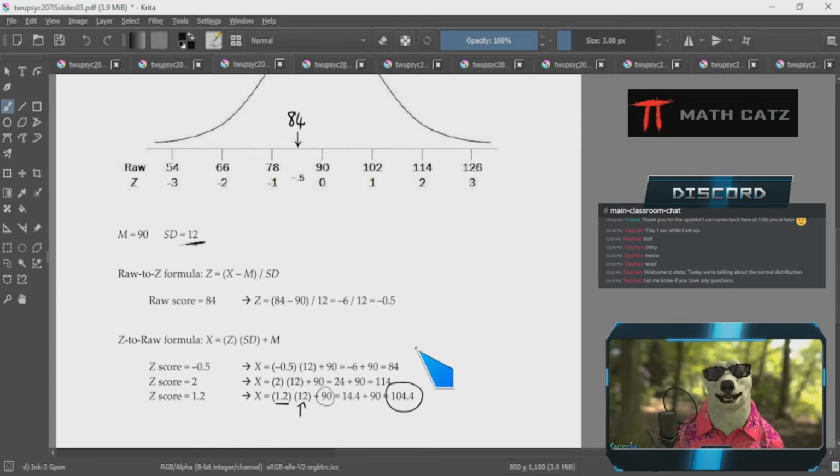1 standard deviation step. All right, so hopefully that gives you a taste of how we're going to look at things using the normal distribution, like that.